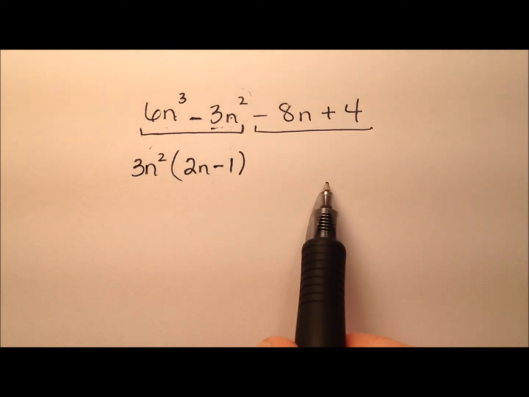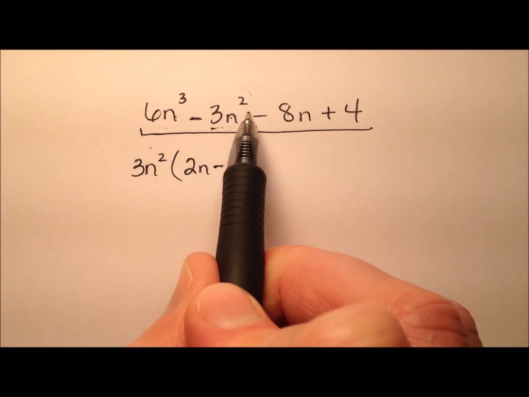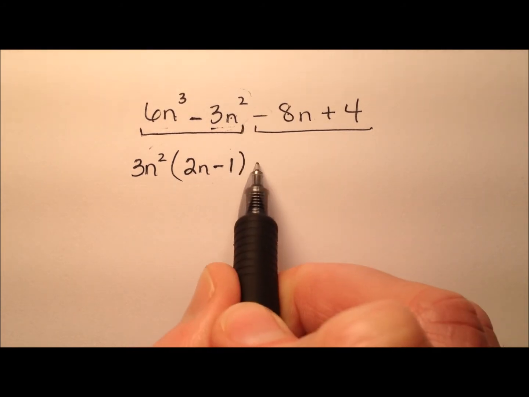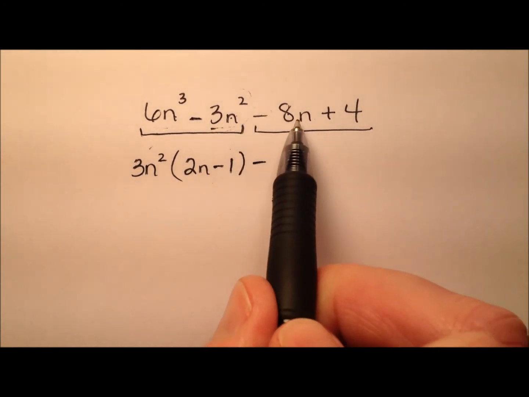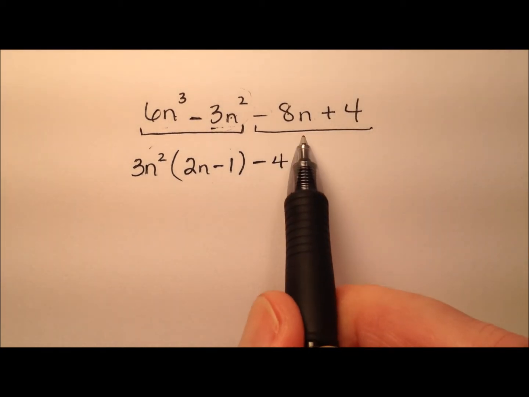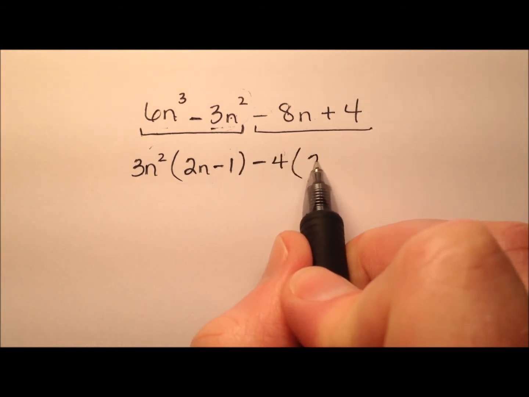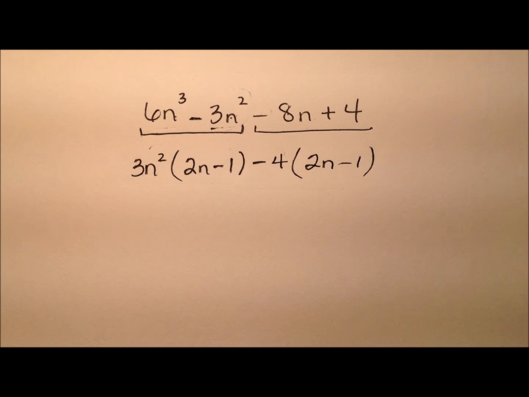Okay, let's move on to the second pair. The second pair is negative 8n plus 4. And it looks like I'm leading with a minus here, so I want to factor that negative out. And between 8 and 4, it looks like 4 will be the greatest common factor. So what I'm left with when I divide a negative 4 out of these 2 terms is 2n minus 1.